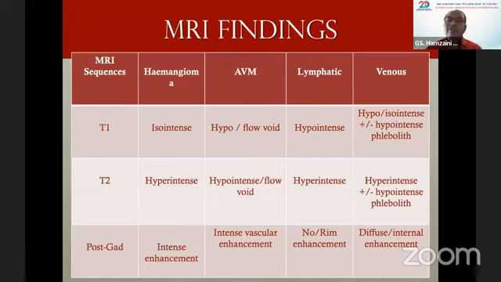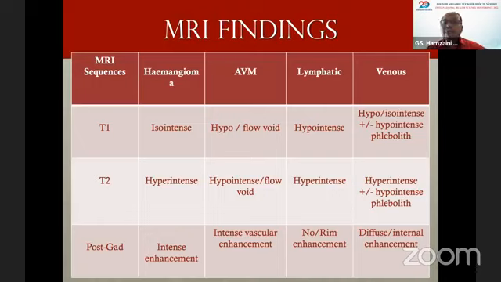In a case of lymphatic malformation, because it is cystic, it is a low signal on T1, hyper-intense on T2 because it's fluid, and it has no enhancement. If there is any enhancement, it should be at the periphery, at the wall, or sometimes at the septa of the lymphatic malformation.